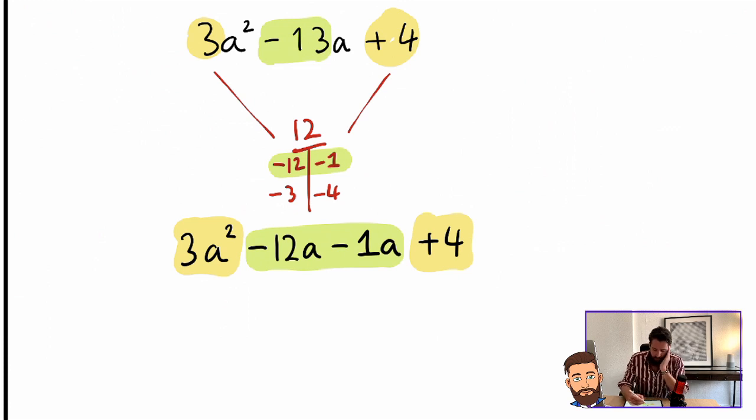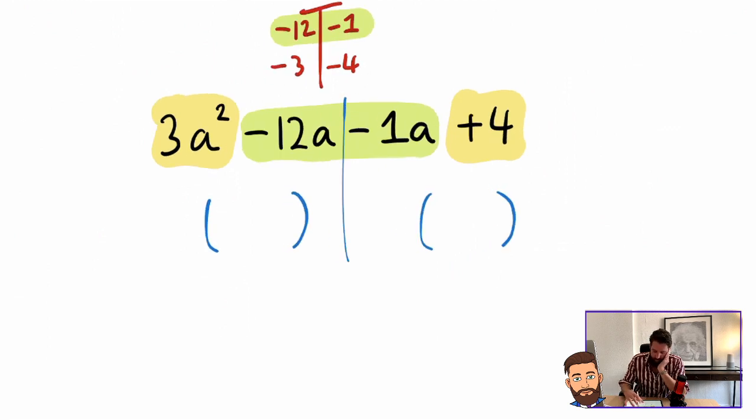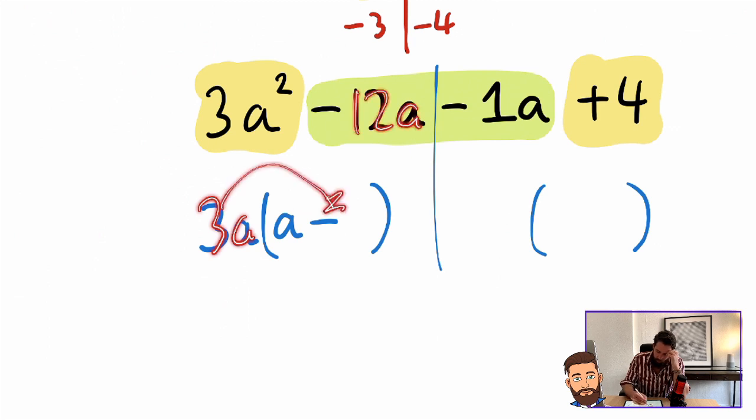Then we're going to split it down the middle. So if we split down the middle, we're going to factorise each side. If we focus on the left, what can I take out of 3a squared and minus 12a? What's the biggest number I can take out? Well, 3 goes into both. This has got a squared and this has got a. So I could take out a, 1a. What would leave me in the brackets? 3 times what gives me 3a squared? Well, a. Minus 3 times what gives me minus 12a? Well, minus 4.